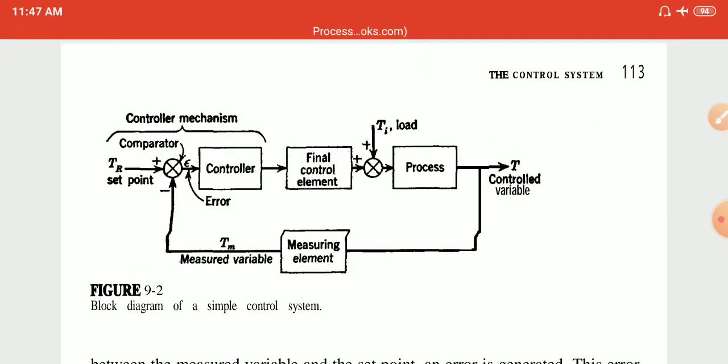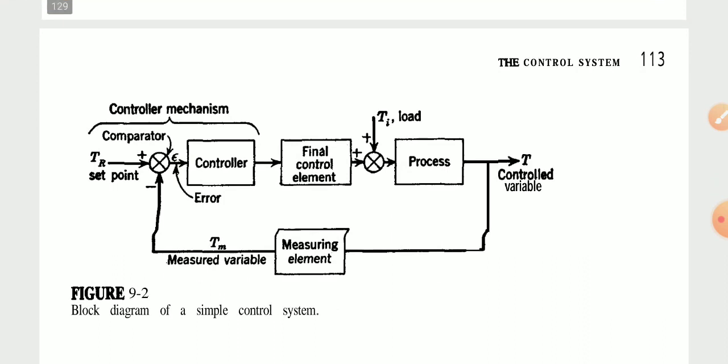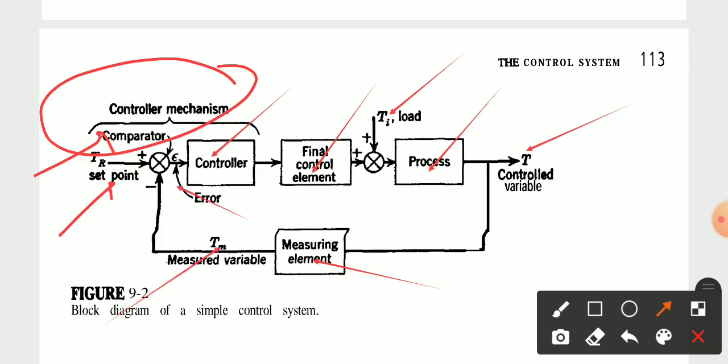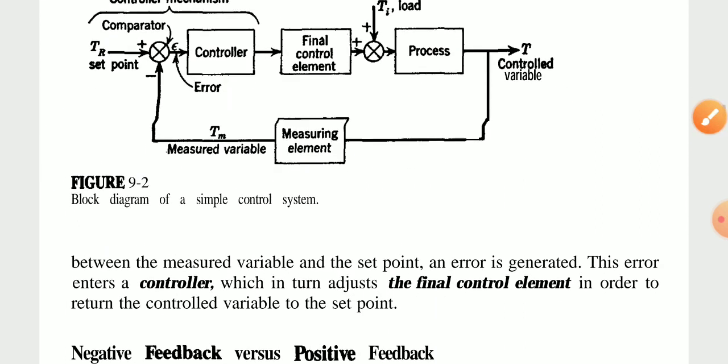This is the main block diagram in the figure. First, the controller mechanism is given: comparator, this is the set point part, controller, final control elements, and the process, which is for temperature. T is the control variable, then the measuring element and measured variable, and this is the error part. This is the block diagram of a simple control system which we already saw in the discussion part.